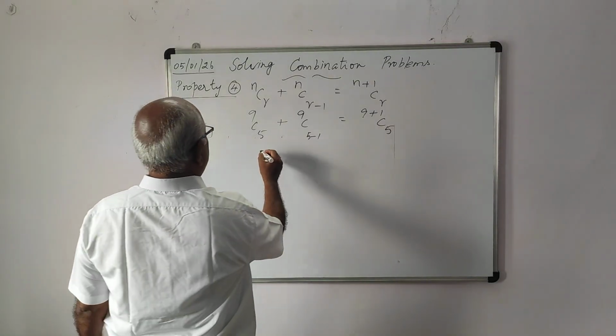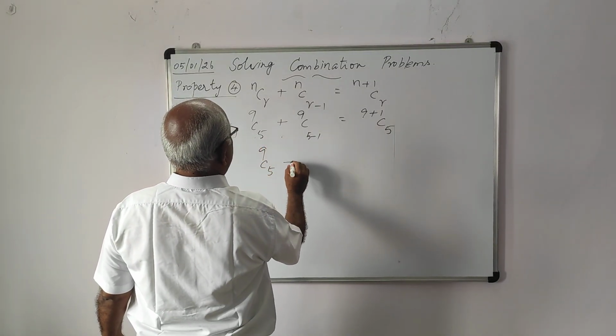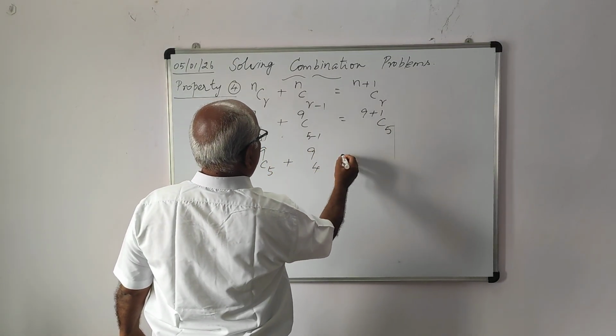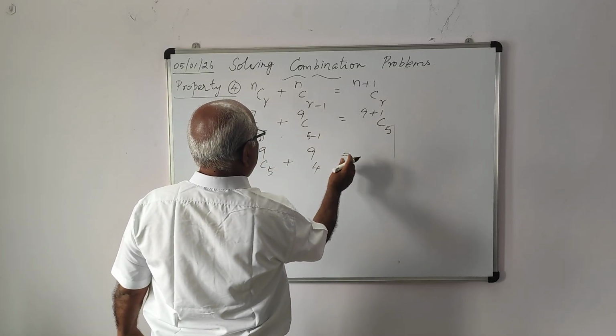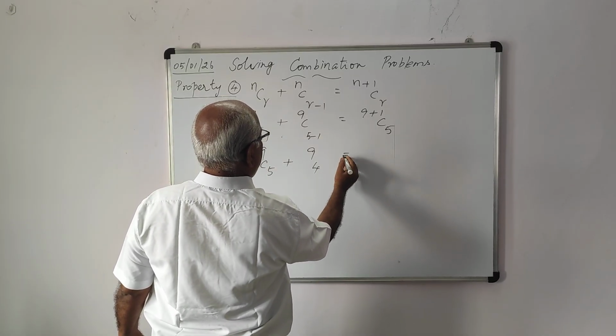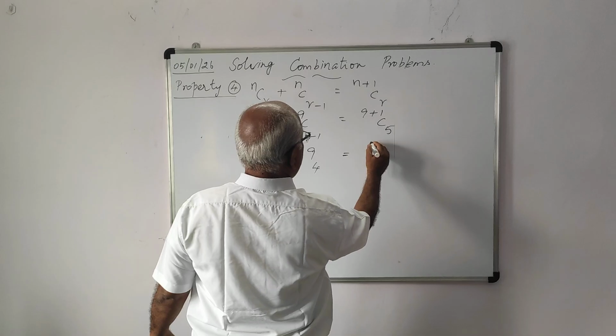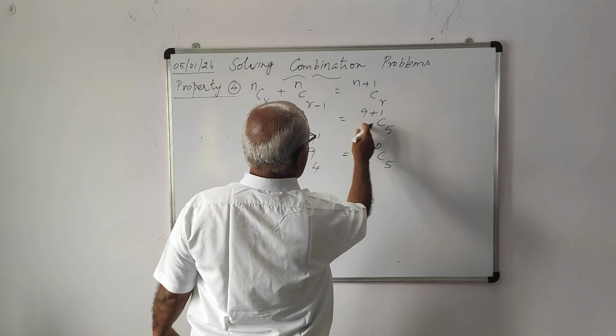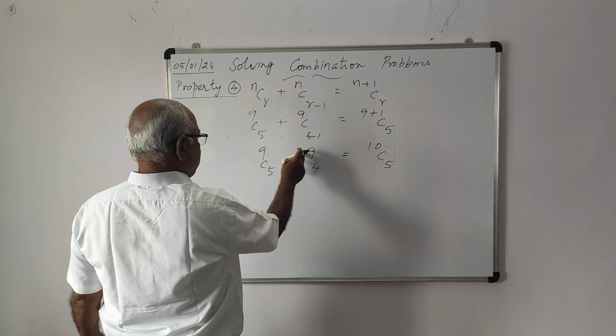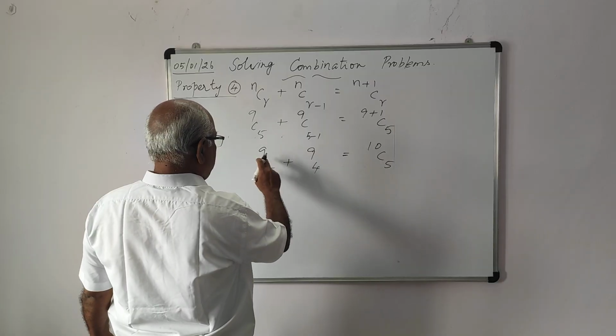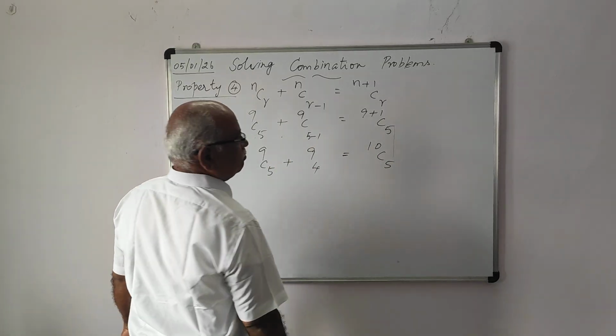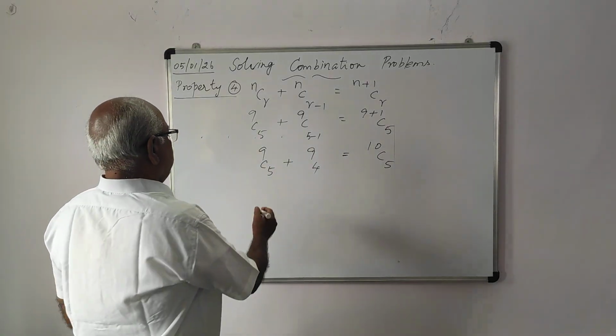That is 9C5 plus 9C4, nCr plus nC(r minus 1) equal to (n plus 1)Cr, that is 10C5. 9C5 plus 9C(5 minus 1), 9 plus 1, 10C5. Like this, see, one more.